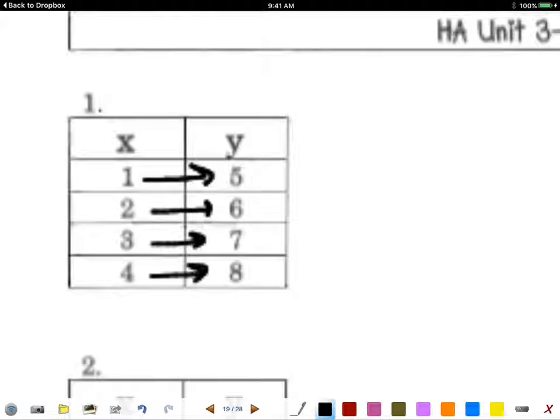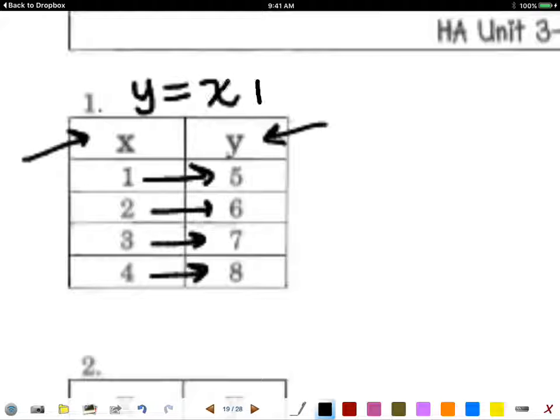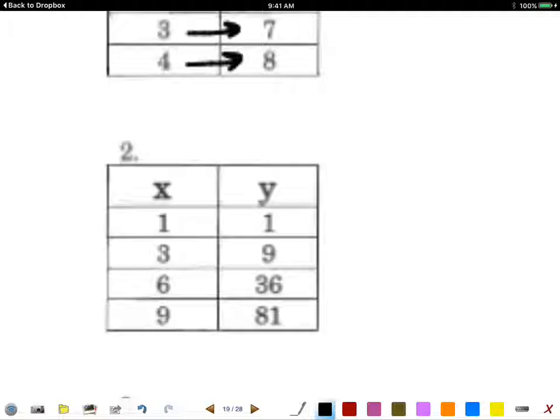So it's going to be y equals, because these are the values that we're getting, when we do what to the x? Add 4. So it's x plus 4. And that's the equation. That's what you're doing. You're looking at the table and trying to see, what am I doing to my domain so that I get this range value? Let's look at the second one.